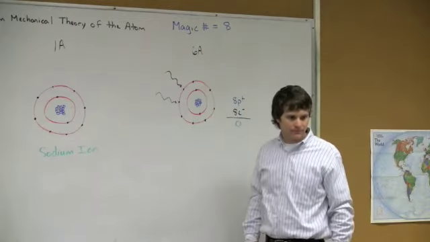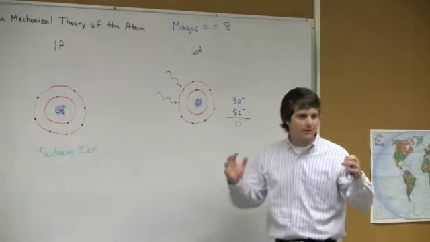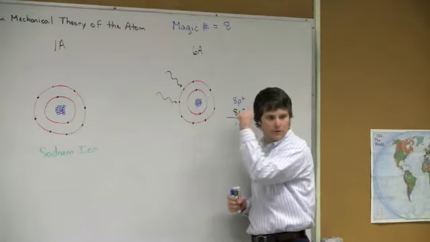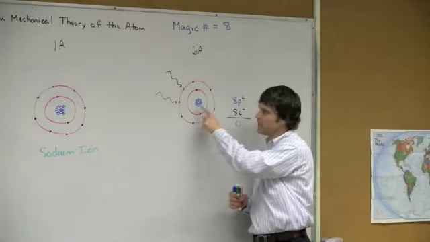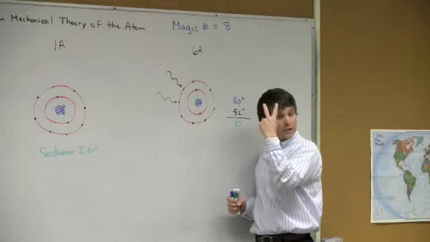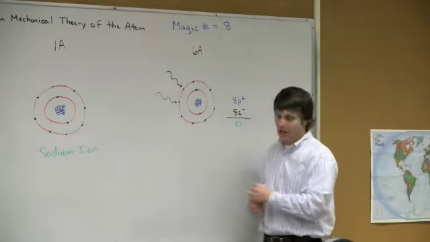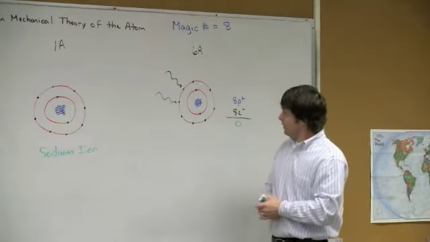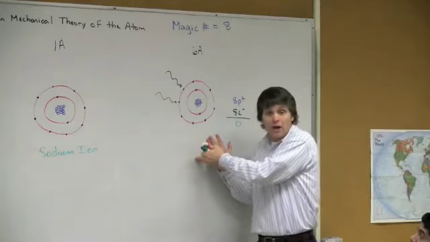Is the magic number always going to be 8? Magic number is always going to be 8. Good question. Except when you're dealing with energy level number 1. Energy level number 1, the magic number is 2, because it can only hold 2 electrons. But all the other ones will be 8. Good question. So now, I got to call it something different.